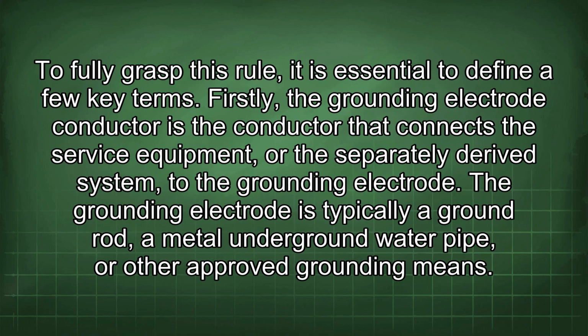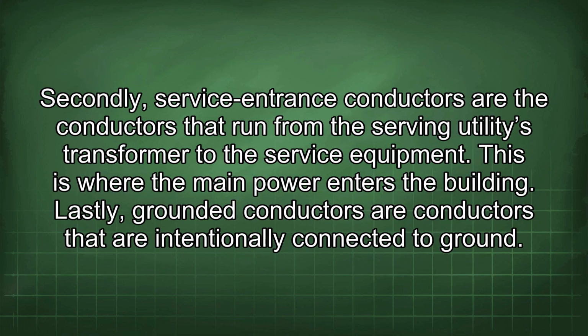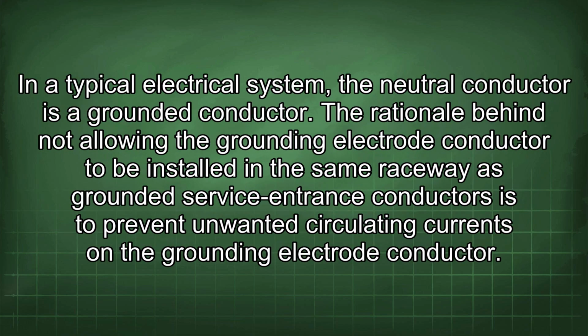To fully grasp this rule, it is essential to define a few key terms. Firstly, the grounding electrode conductor is the conductor that connects the service equipment, or the separately derived system, to the grounding electrode. The grounding electrode is typically a ground rod, a metal underground water pipe, or other approved grounding means. Secondly, service entrance conductors are the conductors that run from the serving utility's transformer to the service equipment. This is where the main power enters the building. Lastly, grounded conductors are conductors that are intentionally connected to ground. In a typical electrical system, the neutral conductor is a grounded conductor.